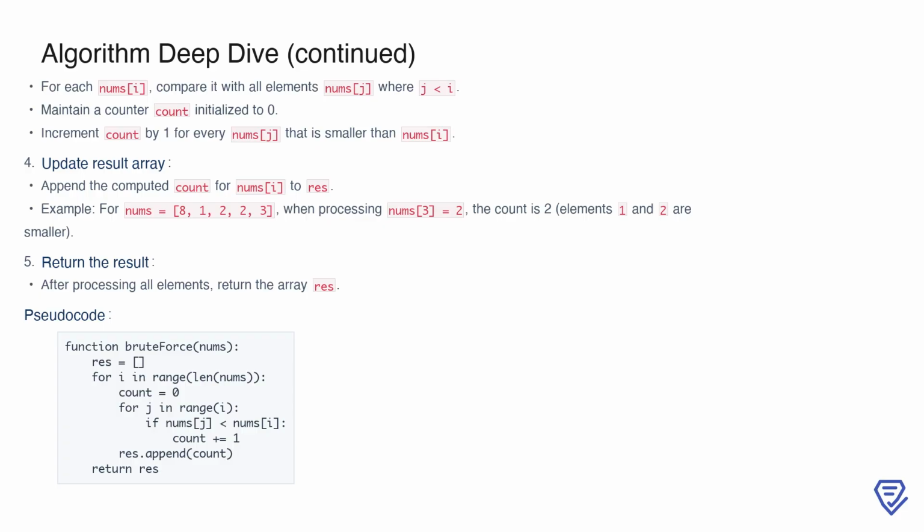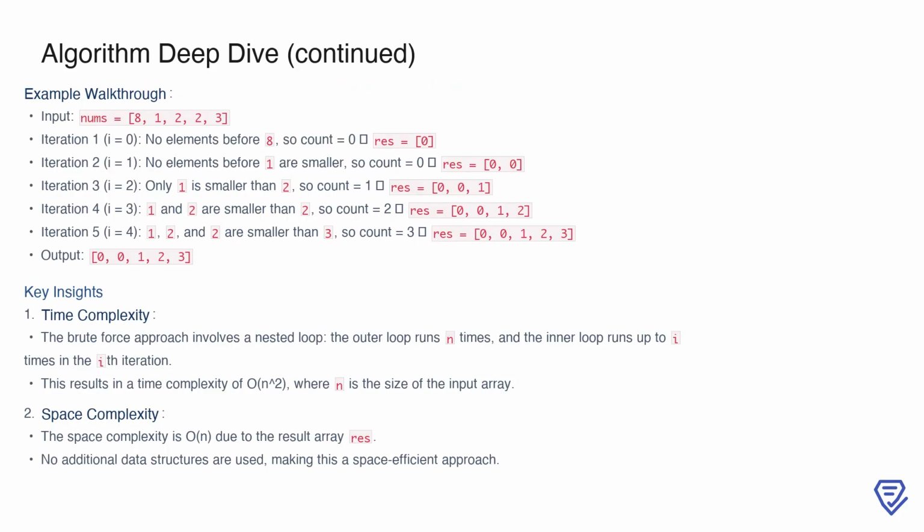The pseudocode for this approach outlines the steps clearly, with a nested loop structure where the outer loop iterates through each number and the inner loop counts smaller elements. Let's walk through an example to visualize the brute force approach. If the input array is nums = [8, 1, 2, 2, 3], we process each number one by one.